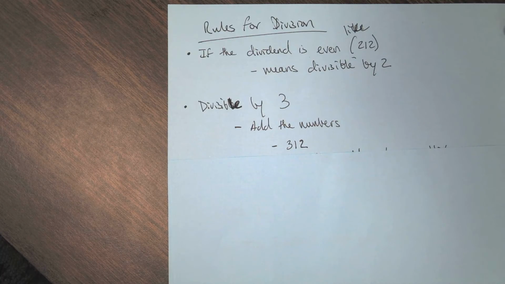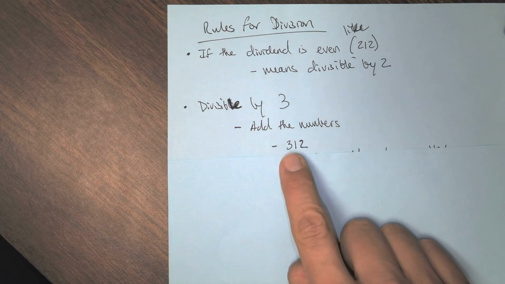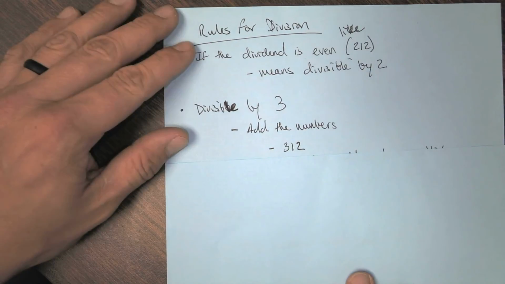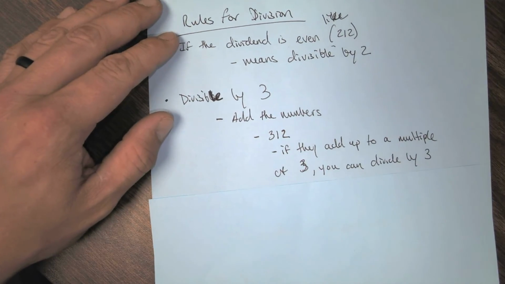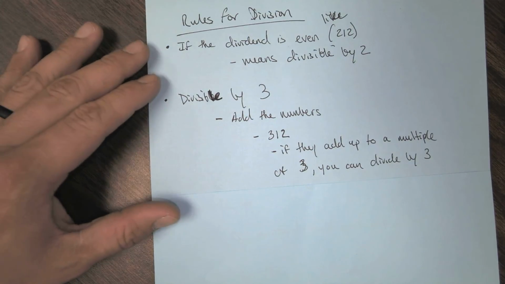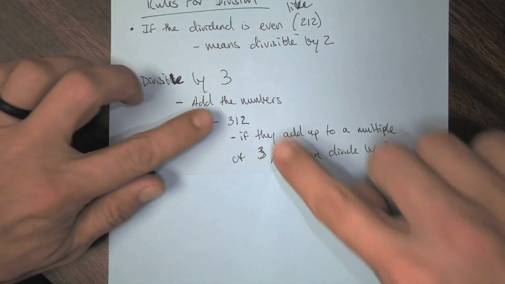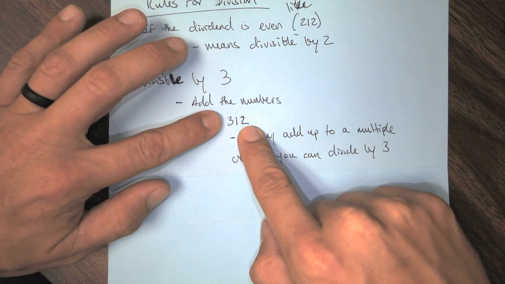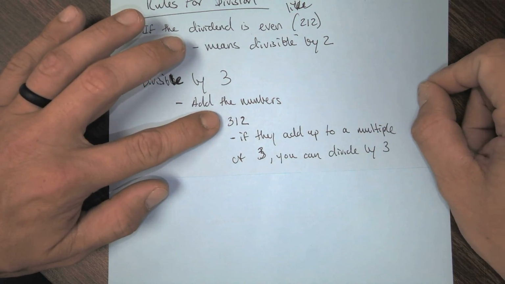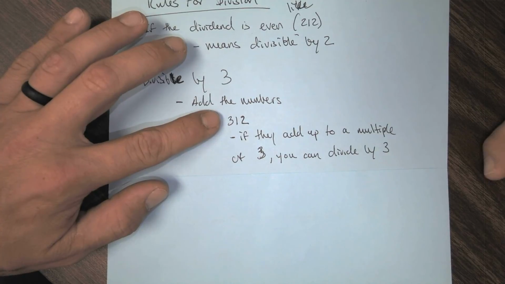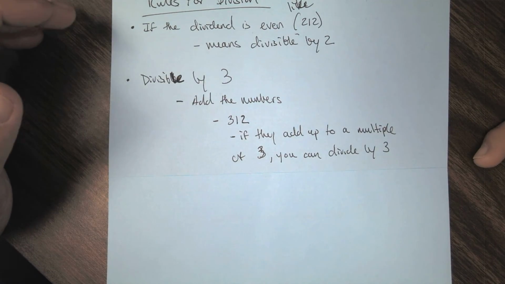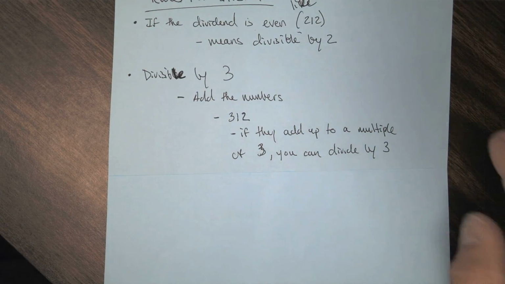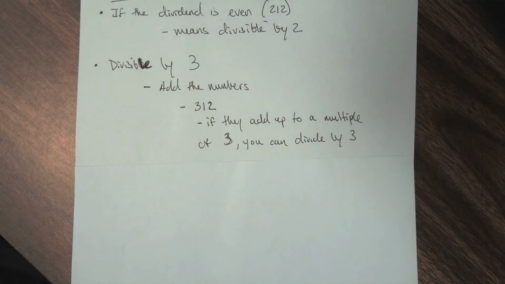What I mean by that is you do 3 plus 1 plus 2. How much is that? 6. Because of that, if they add up to a multiple of 3, you can divide by 3. So we did 312, you add those up, 3 plus 1 plus 2 equals 6. Can you divide 6 by 3? Yes. So then this is divisible by 3. It's just a little rule, kind of a shortcut that you can take. It helps you out.